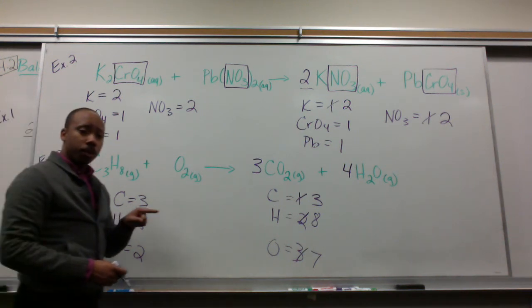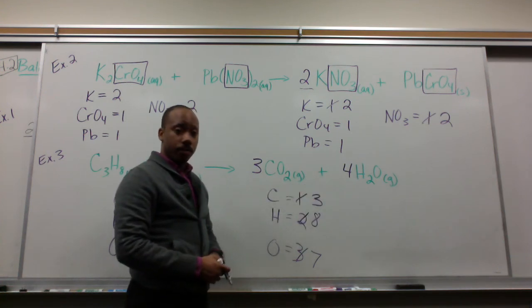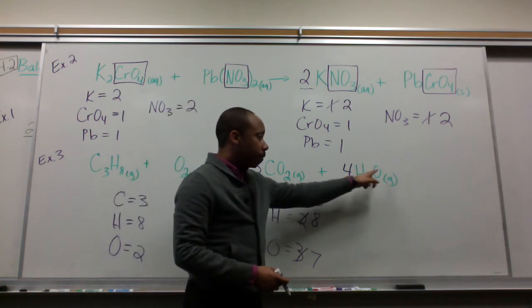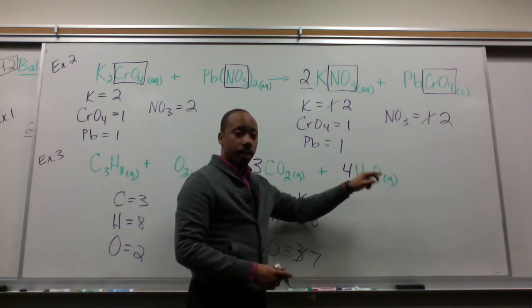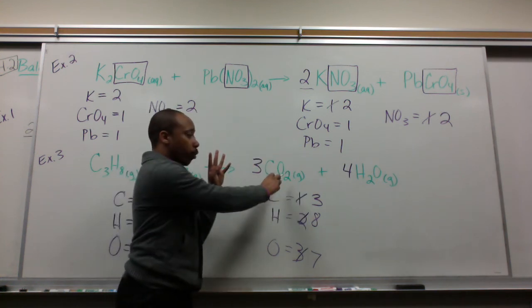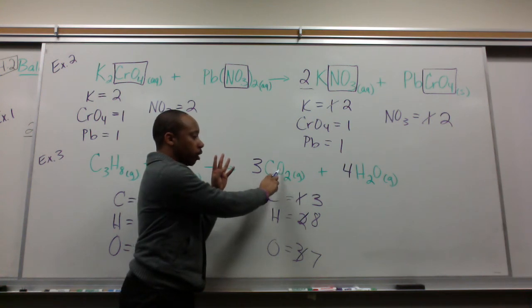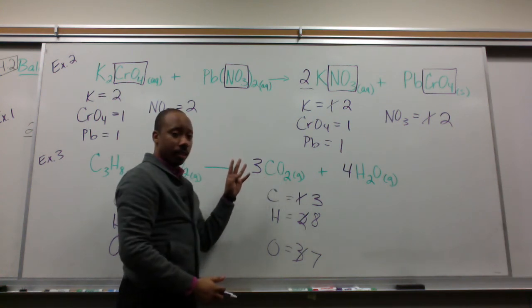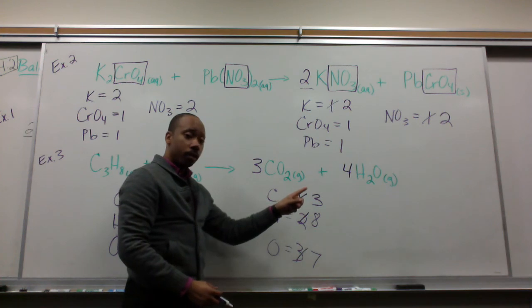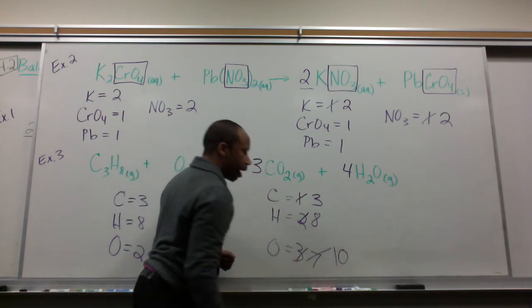but the addition of that last coefficient here, 4, changes my oxygen count. I have 4 times my 1 oxygen, that gives me 4. And I can't forget these oxygens over here. I have 3 times my 2 oxygens, that gives me 6. 6 plus 4 is 10. So I no longer have 7 oxygens, I have 10.